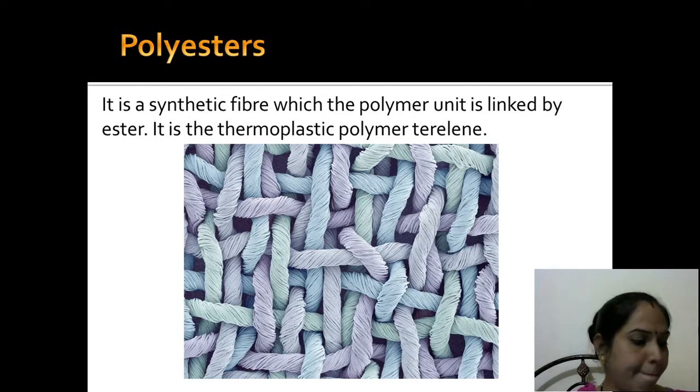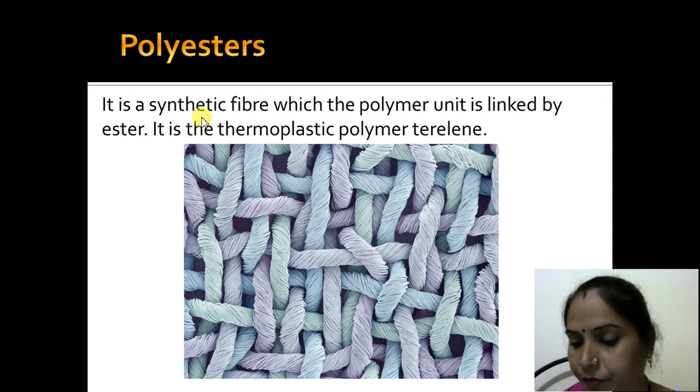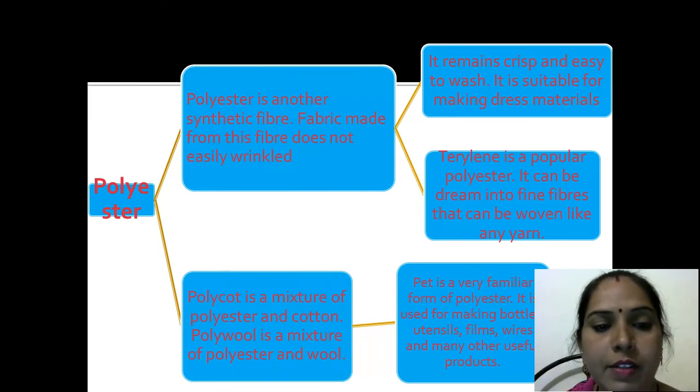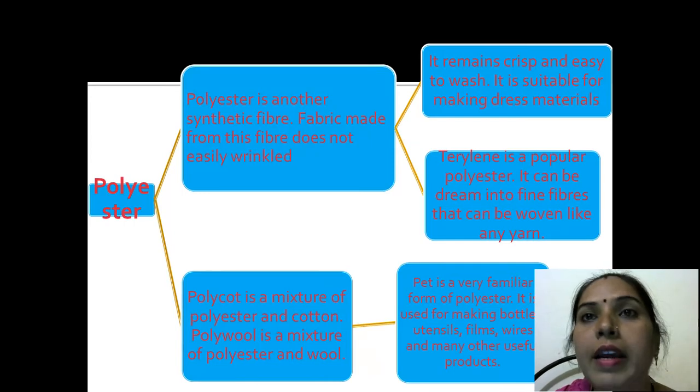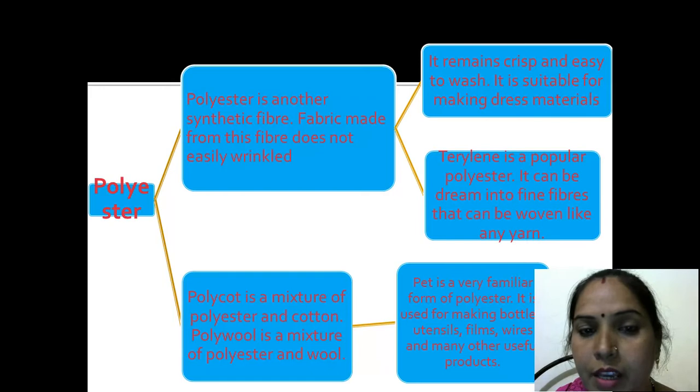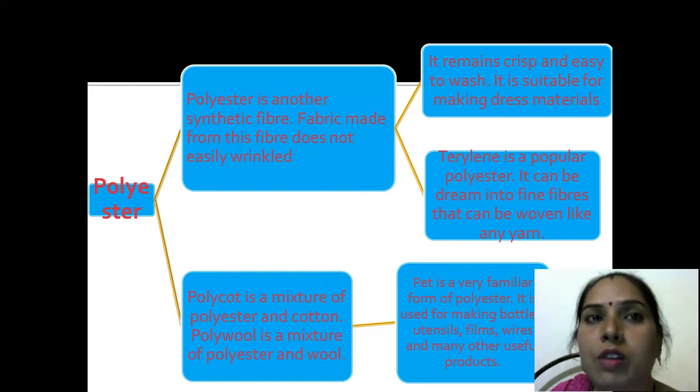Okay, now see the main characteristics of polyester. Polyester is another synthetic fiber. See what happens here. In the case of polyester, it is not wrinkled easily. Okay, it is not wrinkled easily. So you can wear such clothes without ironing. That is its importance.